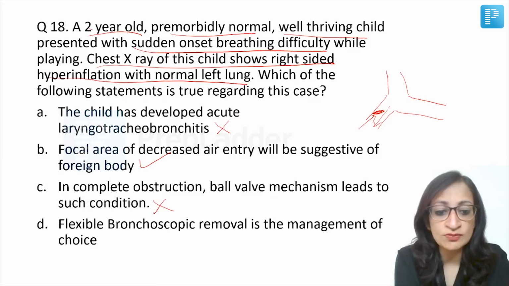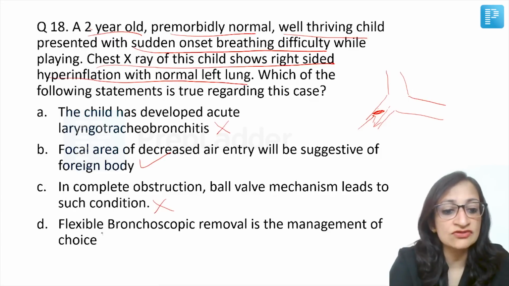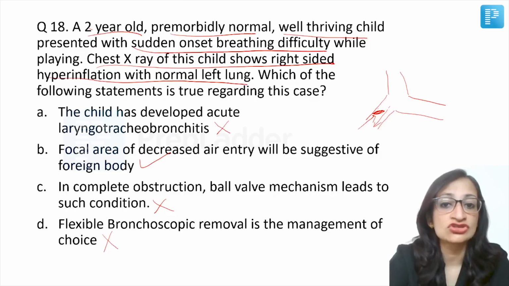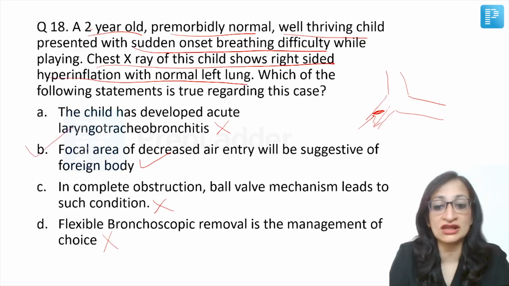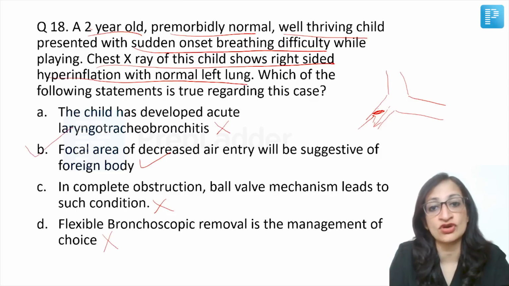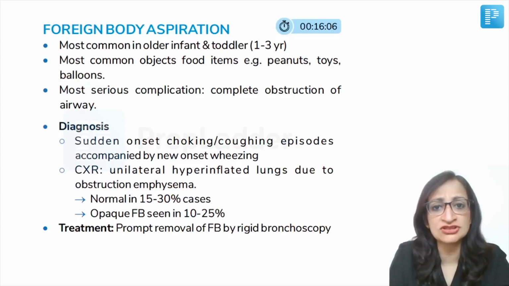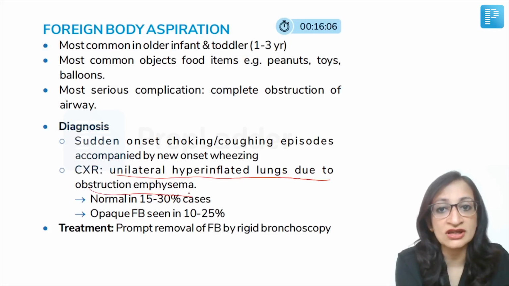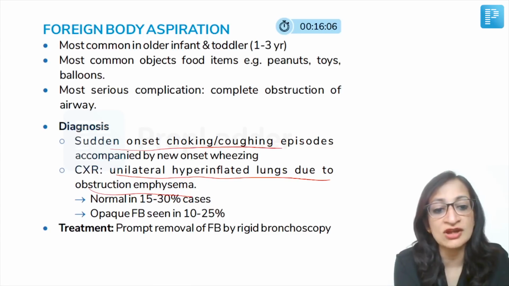And flexible bronchoscopy is the management of choice? No. If such a foreign body has lodged in the bronchus, then rigid bronchoscopy is the management of choice. So best answer out of the given options is focal area of decreased air entry will be suggestive of foreign body. Okay, so foreign body aspiration, again, we have discussed in detail in our videos and the notes. And you can see unilateral hyperinflated lungs due to obstructive emphysema is suggestive of foreign body. The case scenario, sudden onset choking or coughing episodes. And prompt removal by rigid bronchoscopy is the management of choice.